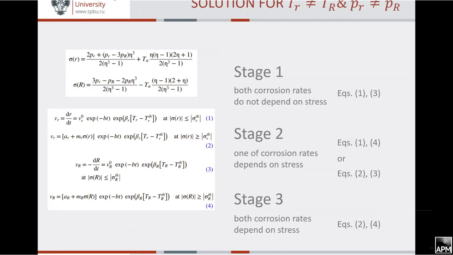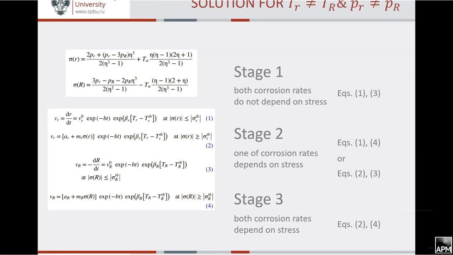A little about the solution. When we have different temperatures and different pressures on inside and outside surfaces, the problem is divided into three parts. We call them stages. The first stage corresponds to the period when the stress values on both surfaces are less than given thresholds. It is a stage of double-sided corrosive wear.